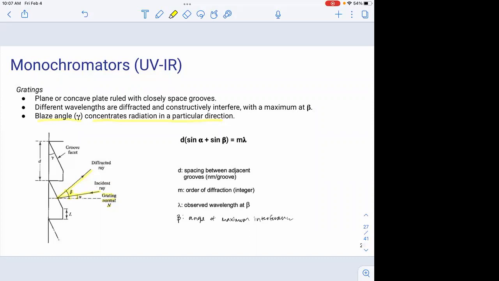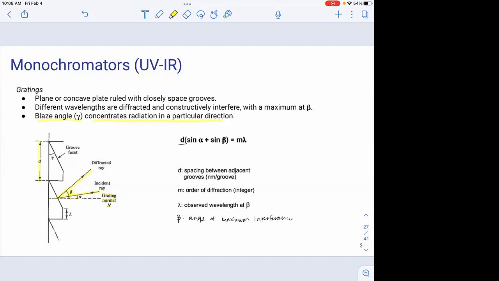Okay, so we can think about Bragg's law in defining the relationship between the incident angle, the diffraction angle, and the wavelength of light that is incident upon this grating. So d is the groove spacing, the spacing between adjacent grooves, right?